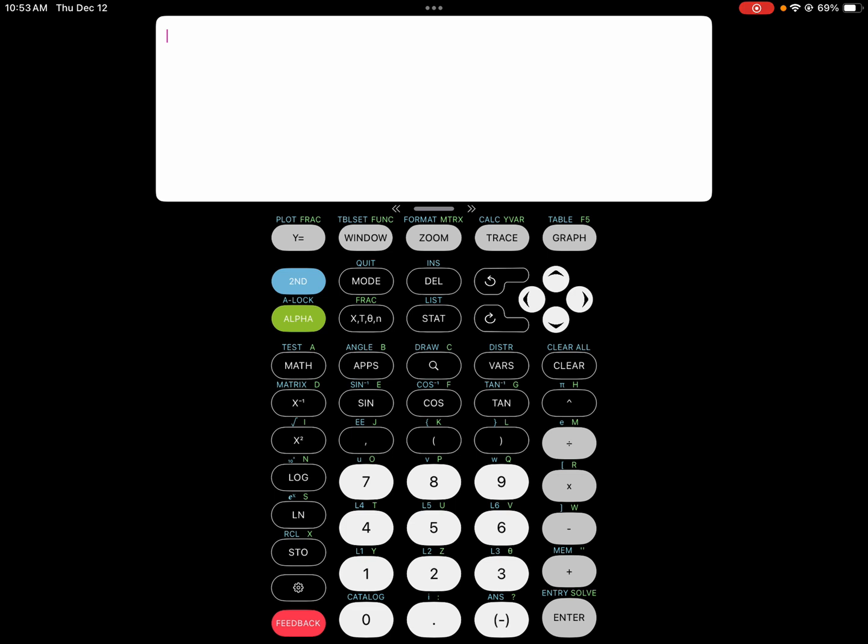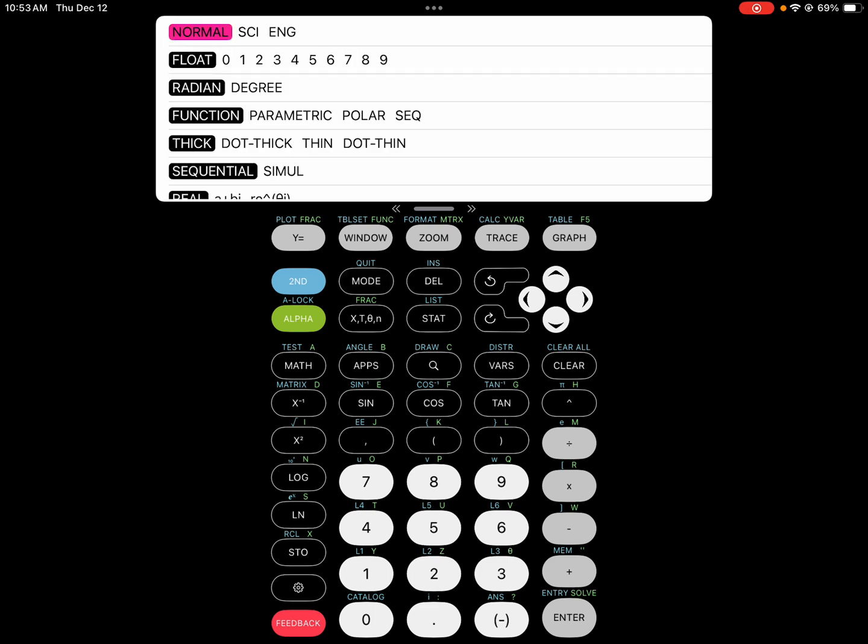In our calculator, the first thing I want to talk about is making sure that we are in degree mode. To do that, hit the mode button, just the mode button, which is right up there next to the second. Then go down to that third line, where you see it says radian and the word degree. You want to make sure that you highlight degree. So I arrow over, highlight it, and hit enter.